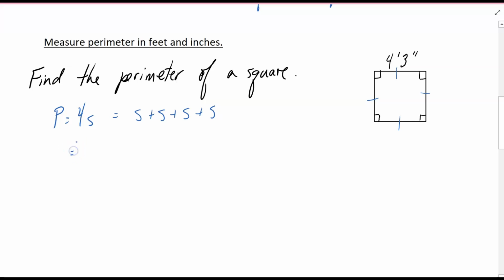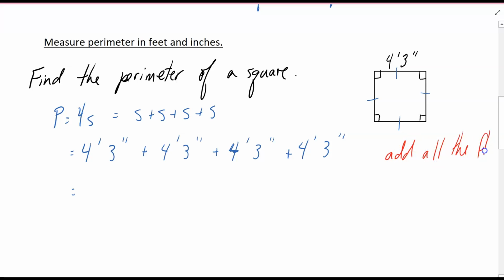So the side is 4 feet 3 inches, and we'll want to add to that 4 feet 3 inches, and we'll add another 4 feet 3 inches, and we'll add another 4 feet 3 inches. You can only add units of the same type. So we're going to be adding up all the feet. Let me write that again. Add all the feet, and then add all the inches.